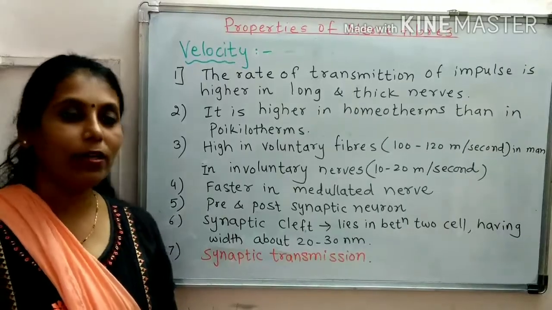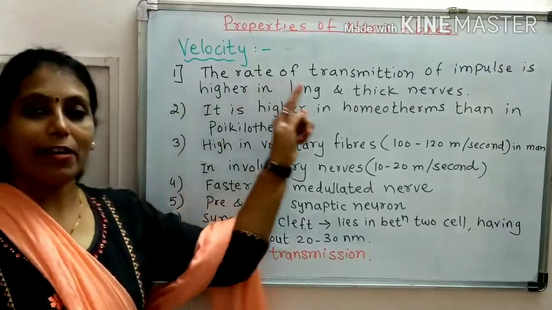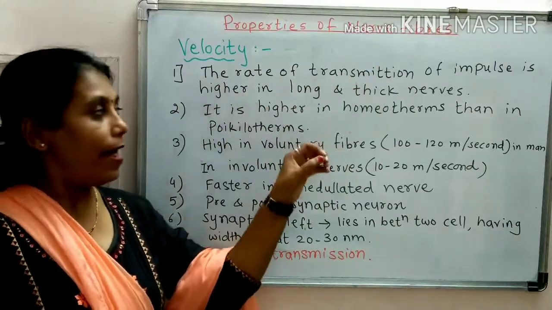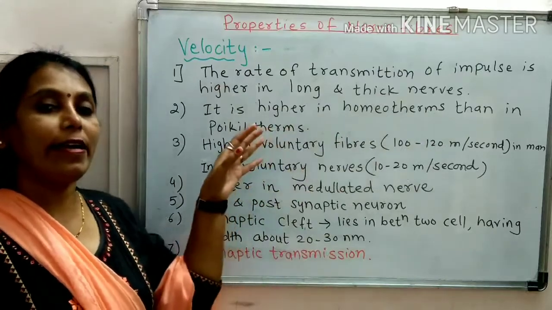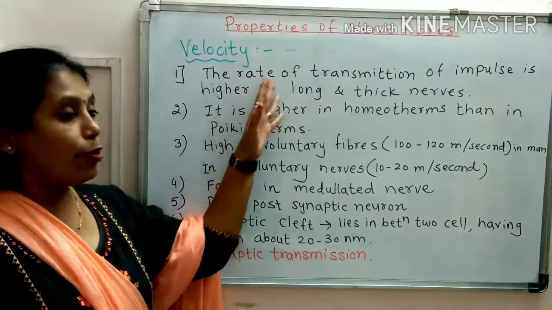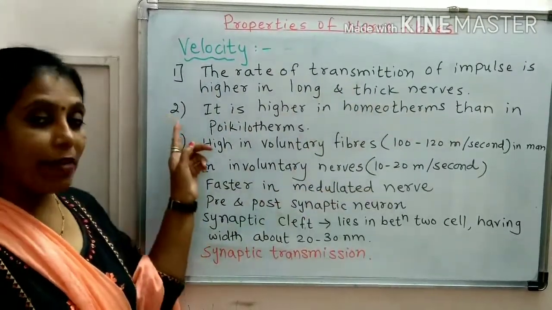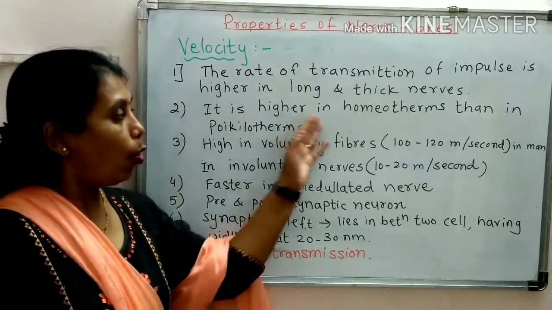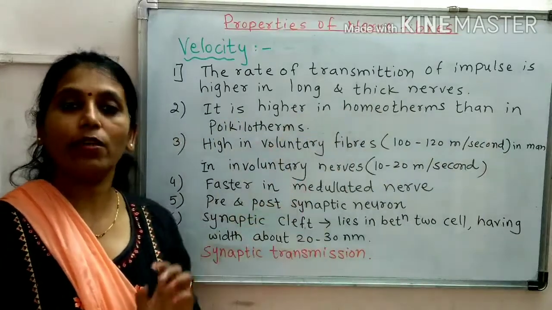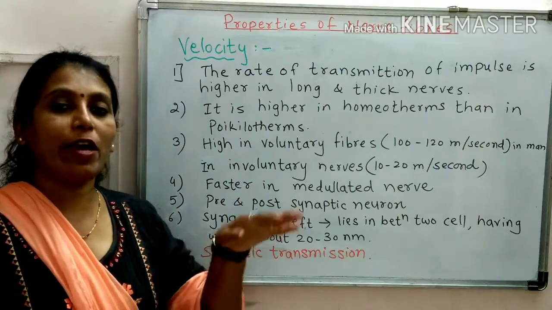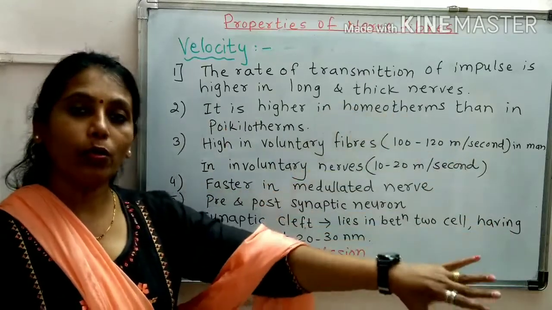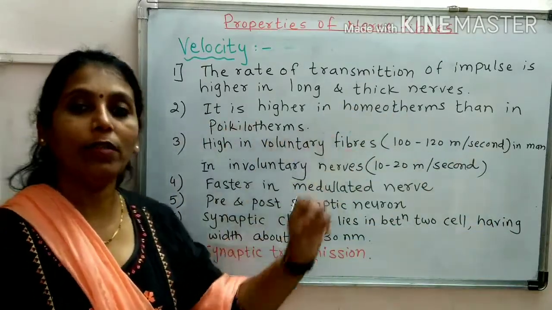We will study about velocity. The rate of transmission of impulse is higher in long and thick nerves. This is regarding the velocity of the nerve impulse. It is higher in case of long and thick nerves. Second property, it is higher in homeotherms than in poikilotherms. Homeotherms means warm-blooded animals, like human beings. Here the velocity is higher as compared to cold-blooded or poikilotherm animals.